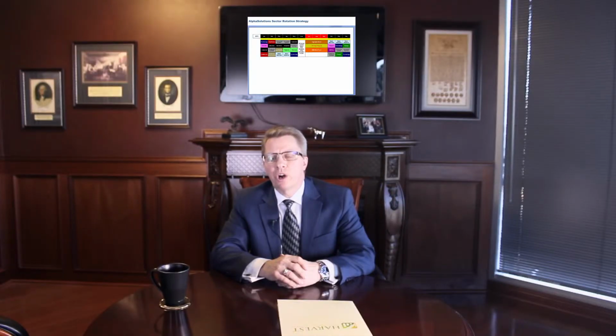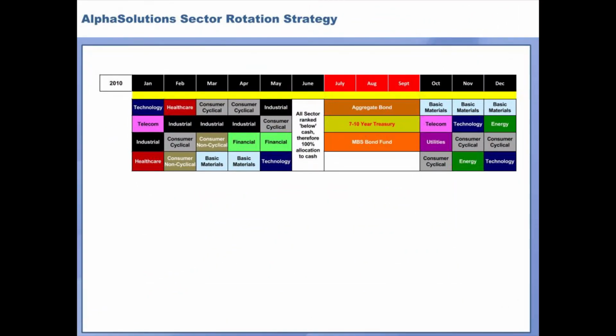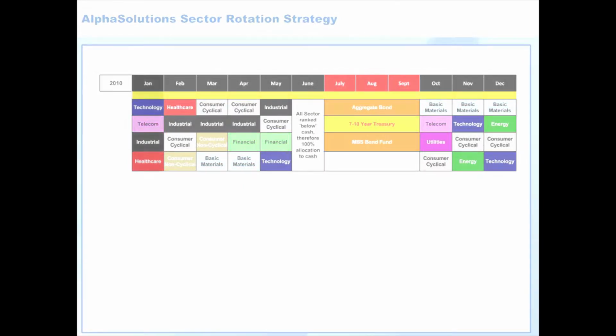The best way for us to understand how the sector rotation strategy works is to look at a given year. Let's start by looking here at 2010. As you can see on this chart, in January of 2010, the 4 top performing sectors that we would have invested in were technology, telecommunications, industrials, and healthcare.